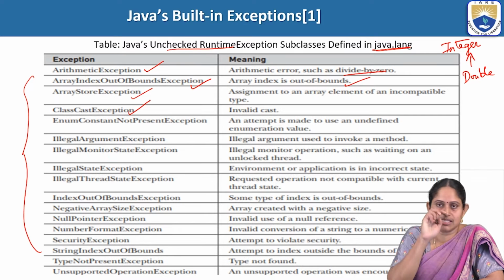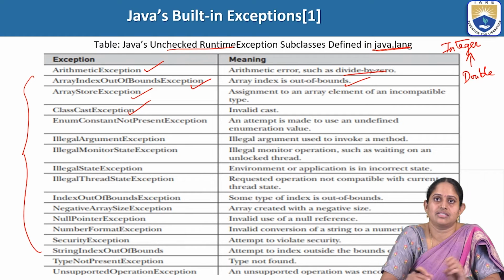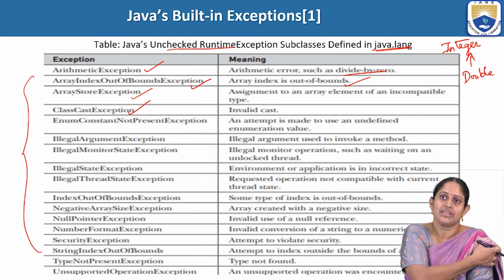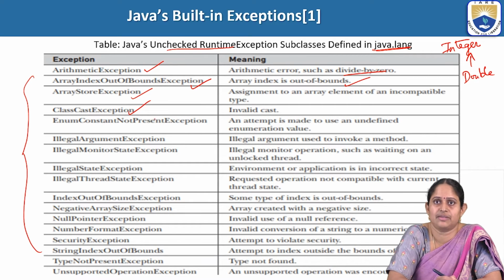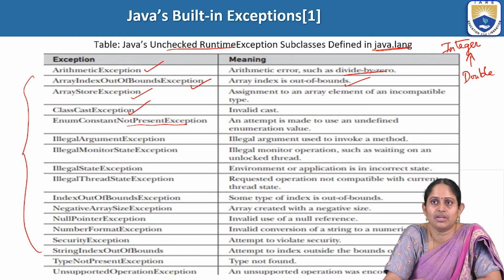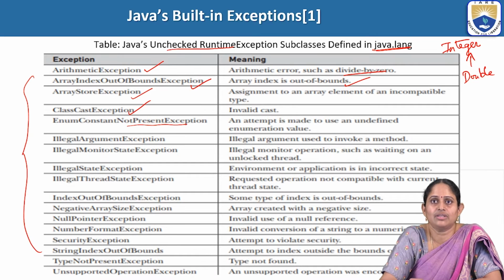Next, we have the class cast exception, which will be thrown when you try to give an invalid cast. Like you have a string and you are trying to cast it as an integer. So in such cases, it may throw an invalid class cast exception. The next is enum constant not present exception. This is thrown when an attempt is made to use an undefined enumeration value. We have these enumeration constants, right? So when you try to use an undefined enumeration value, then an enum constant not present exception will be thrown.